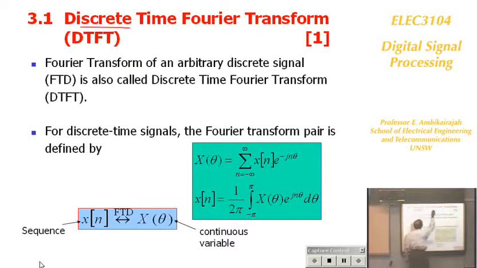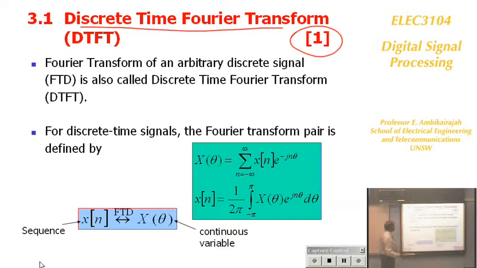So what is the discrete time Fourier transform? I've taken this from your reference book number 1. The Fourier transform of an arbitrary discrete signal, which we sometimes called the Fourier transform of a discrete signal, they don't use this terminology anymore. It's all discrete time Fourier transform. What does that mean? The definition is like your Fourier transform pair for a continuous time signal that I explained in Chapter 2, Part B.